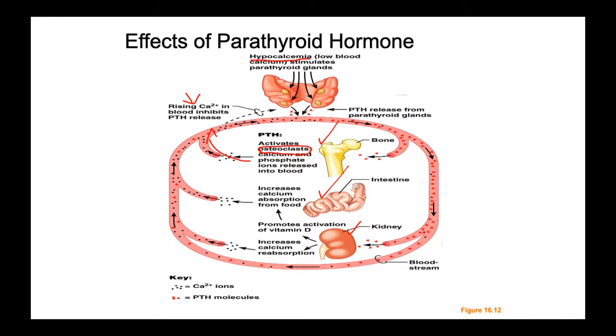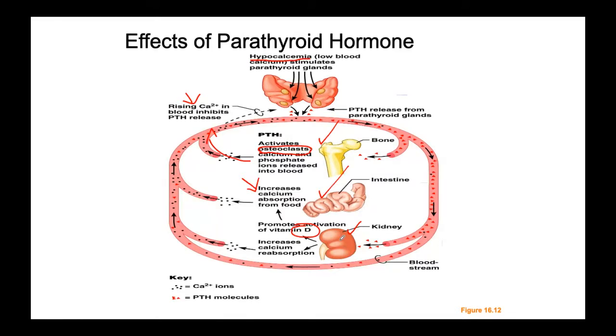What happens at the digestive tract, at the intestines? Well, you can increase calcium absorption by using vitamin D. Vitamin D increases calcium absorption, right? So we can use the bones, the intestines, and the kidneys to increase calcium or to decrease calcium.